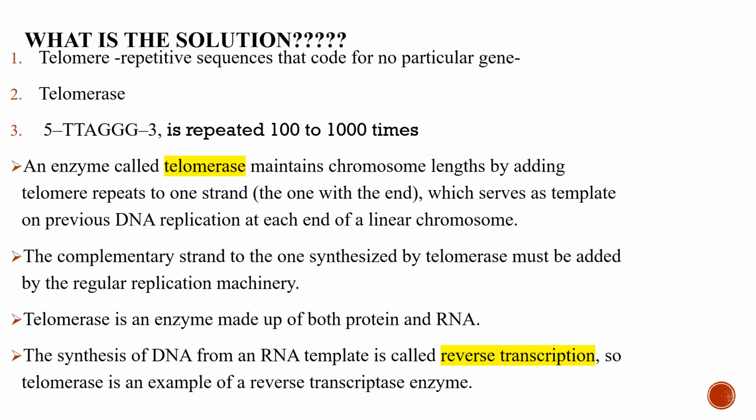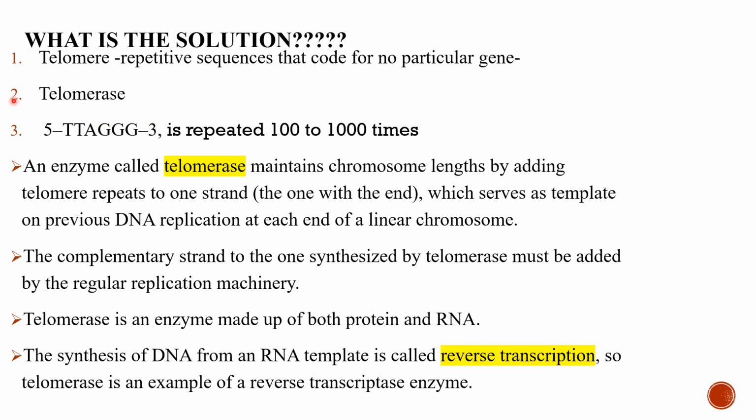So to avoid this problem, the cell utilizes one enzyme called telomerase, and what this telomerase does, it recognizes exactly the telomeric end. So in eukaryotes, the telomeric end is mainly meant for protecting the inner DNA sequences, and that telomeric end is made up of repetitive sequences which code for no particular gene. They are not coding for any gene, but they are protecting the inner DNA sequences which have the message for protein production.